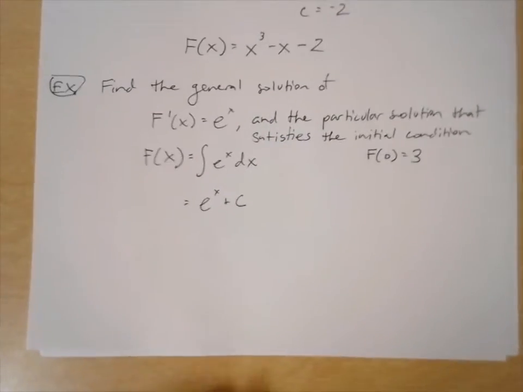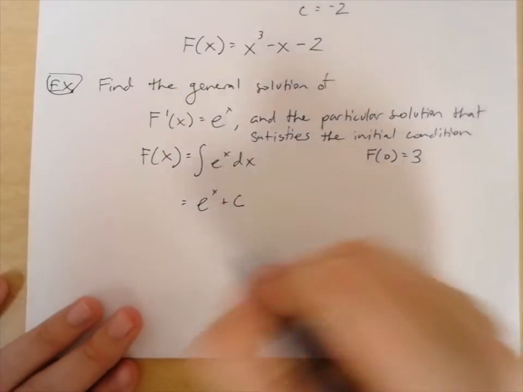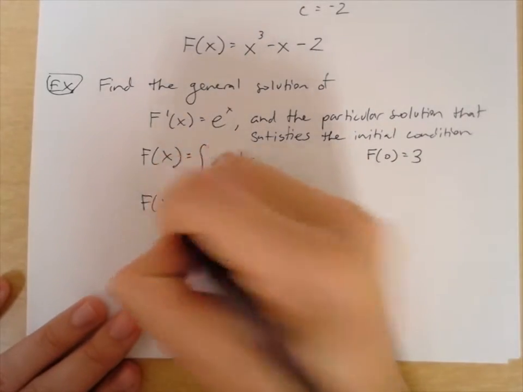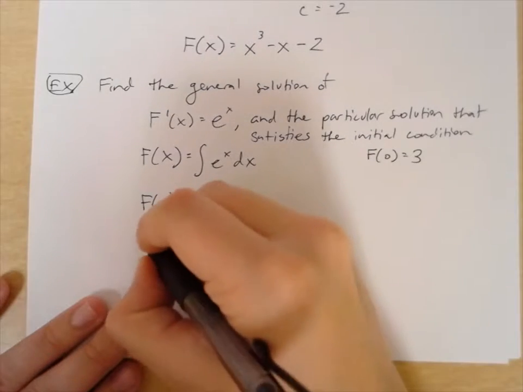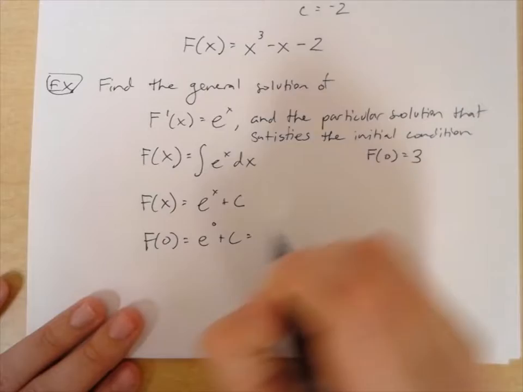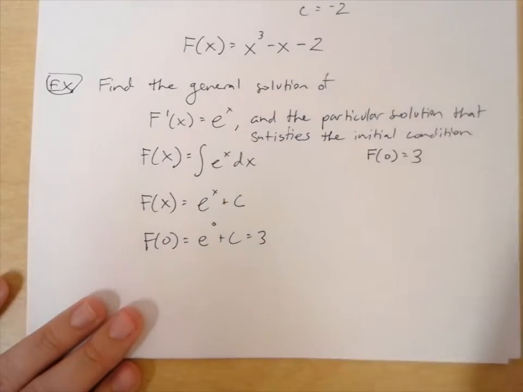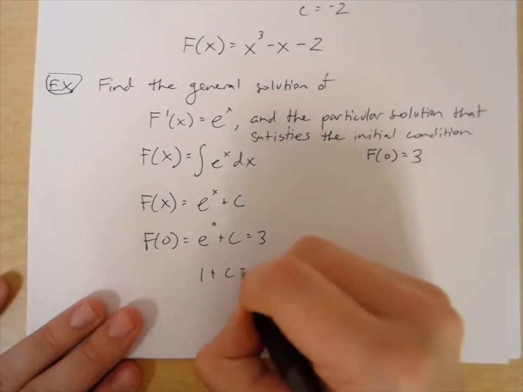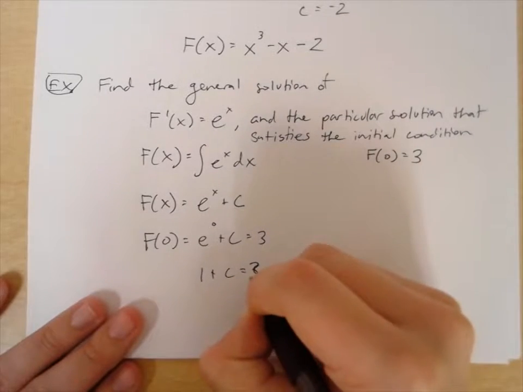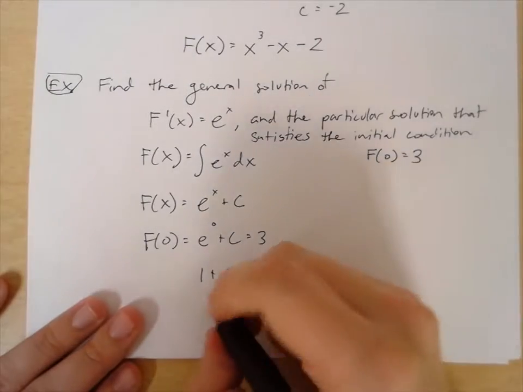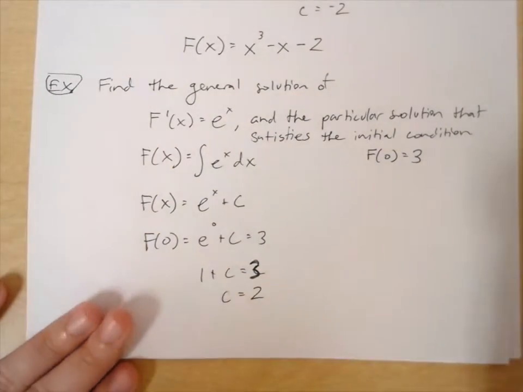And here's how we can do that. We can evaluate f of 0, so we can say f of x equals this. So f of 0 equals e to the 0 plus c, and we know that this is going to be equal to 3. So when I continue to simplify here, I get 1 plus c equals 3, not c, pardon me. And then I would subtract 1 from both sides, and I'd find that c equals 2.